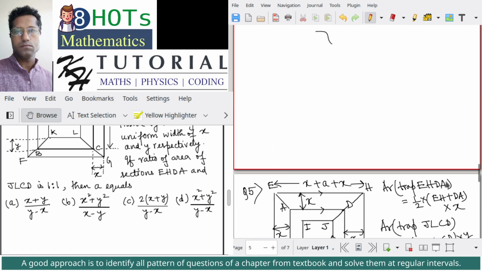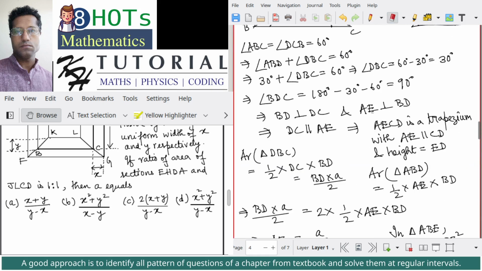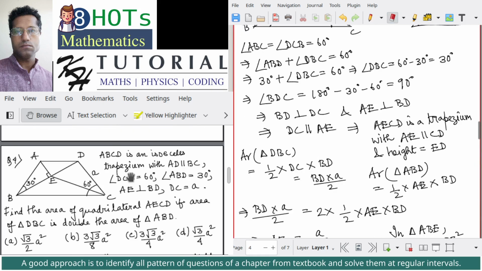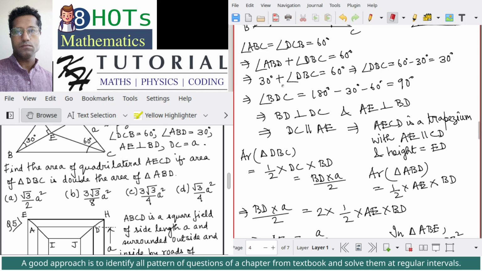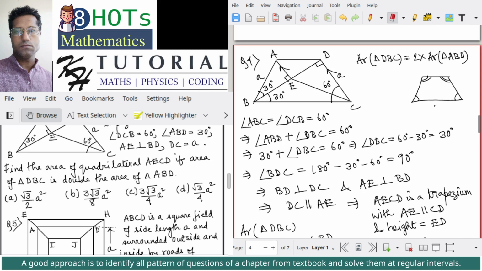Okay, let me come back to the previous question that I was stuck on. I couldn't solve it. Find the area of the quadrilateral AECD. So I am stuck in finding the length of ED. AECD is found to be a trapezium where AE is parallel to DC.